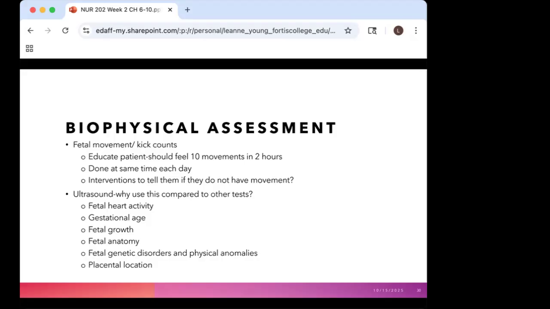Yes. You get to measure the length of the baby to see if it's growing at the right rate as it's supposed to be. Yes, you can do that. It's less invasive. Yes, definitely. So that's definitely the reason why we prefer ultrasounds.